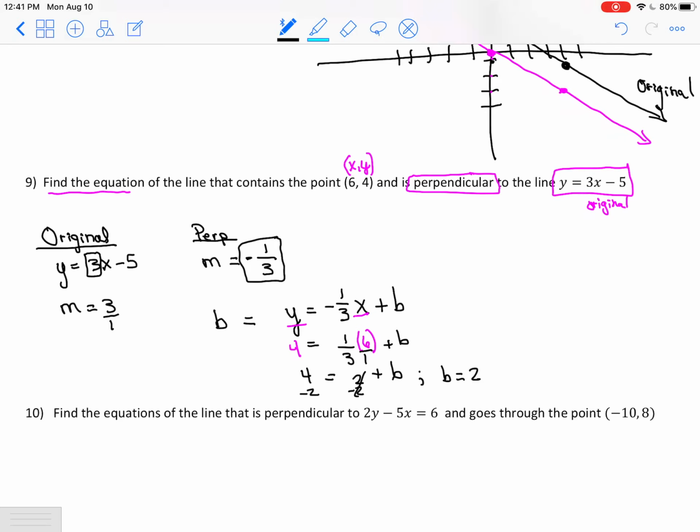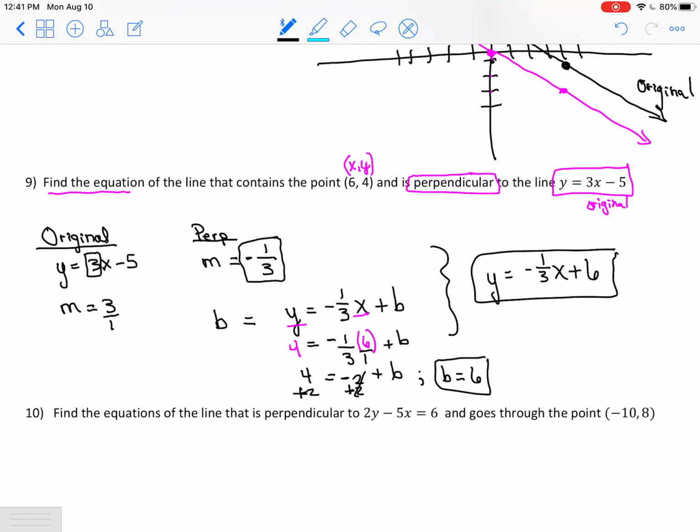Hang on a moment, I noticed I made an error. I forgot my negative. Negative times positive is negative. Aha! Be careful, check your work. That's what I needed to do. b is equal to 6. That is better. Okay, so now we can put this information together to write our equation: y is equal to negative 1/3 x plus 6. Okay, so here's my perpendicular equation.